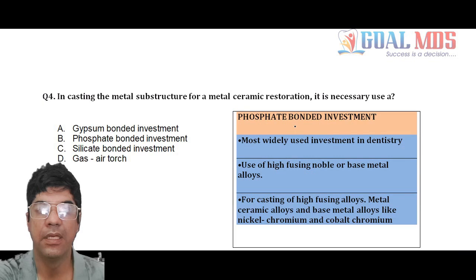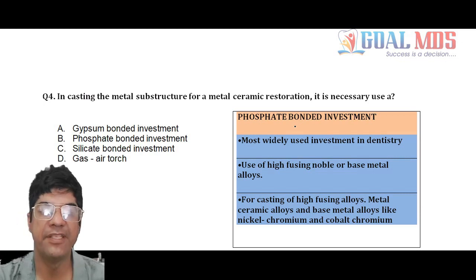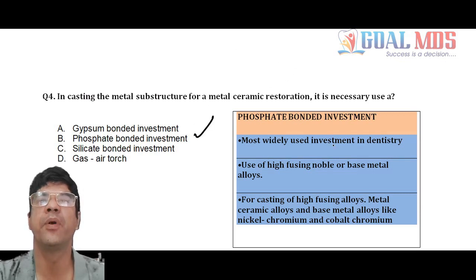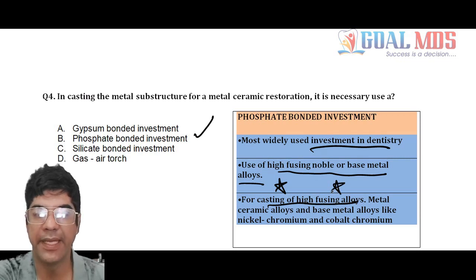In casting the metal substrate for metal ceramic restoration, it is necessary to use the phosphate bonded investment. They are used with high fusion metal ceramic alloys. So your answer would be phosphate bonded investment. So in the casting of metal substrate for a metal ceramic restoration, it is necessary to use a phosphate bonded investment. So they can withstand the high temperature required to melt and cast the metal.